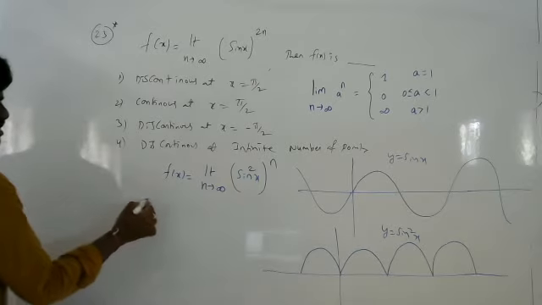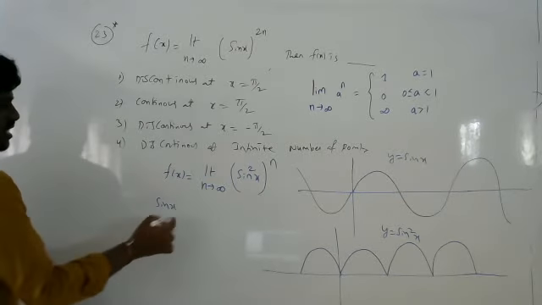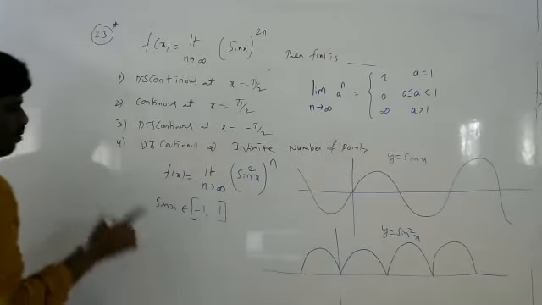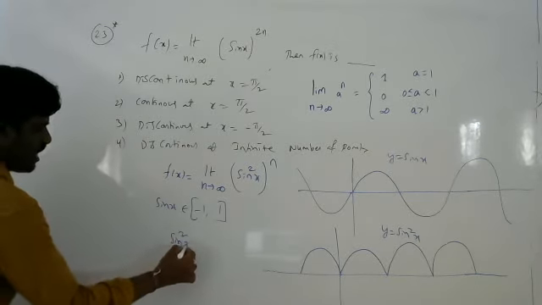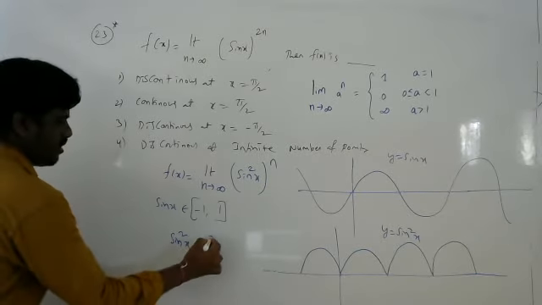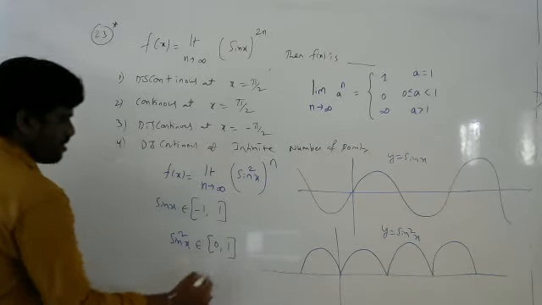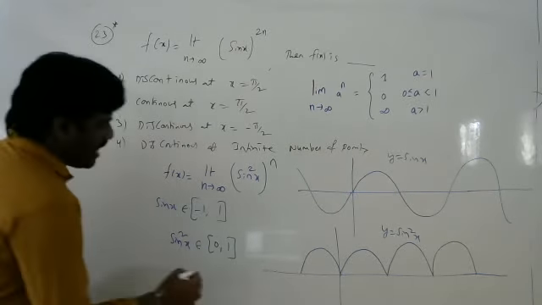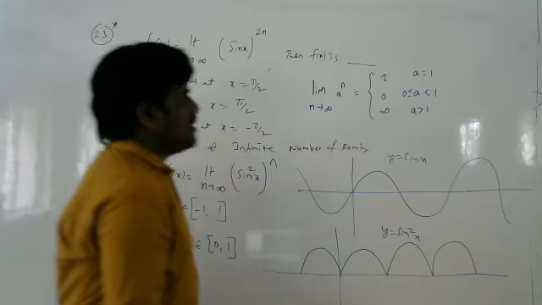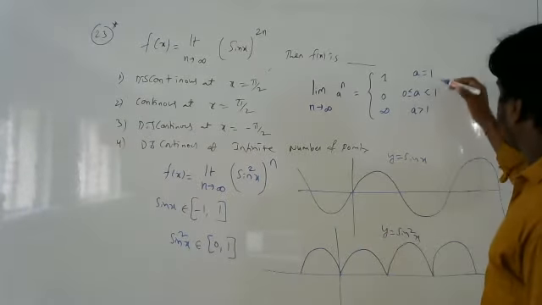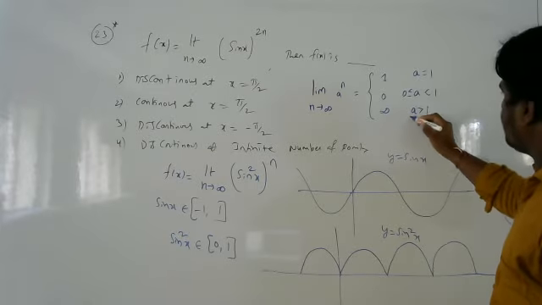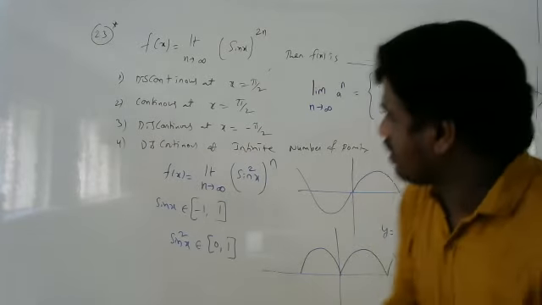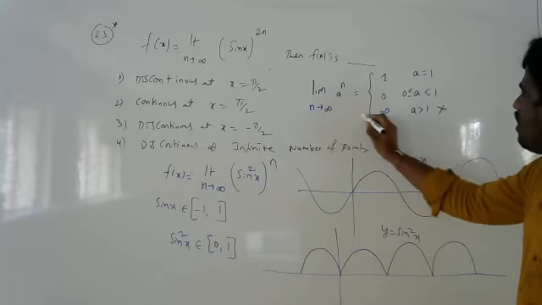Now you know sin x. What is the range of sin x? Minus 1 to plus 1. What is the range of sin square x? 0 to 1, because if you do squaring, sin square x is 0 to 1. So the built-in limit I can apply for 0 to 1. A greater than 1 I cannot apply. Listen to me, I cannot apply for this one.